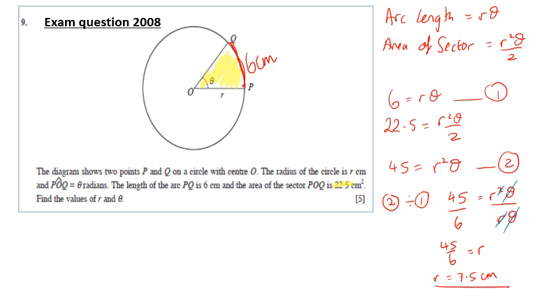All I've got to do now is work out theta. So if I sub this into one of the equations, I'm going to choose equation number 1. So I know that 6 equals 7.5 theta. So theta then is going to equal 6 divided by 7.5, which is 0.8 or 4/5. And I'm going to put the little c to show that I'm measuring in radians. So that's a useful trick to remember there about dividing the equations. It's a great way of getting letters to cancel out. And there's my final two answers.